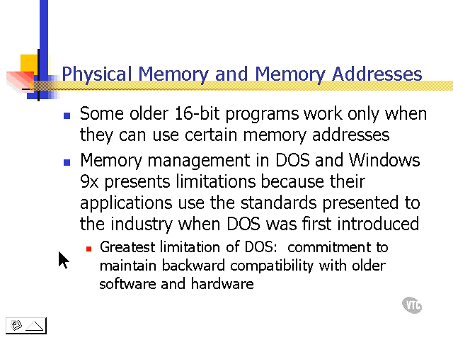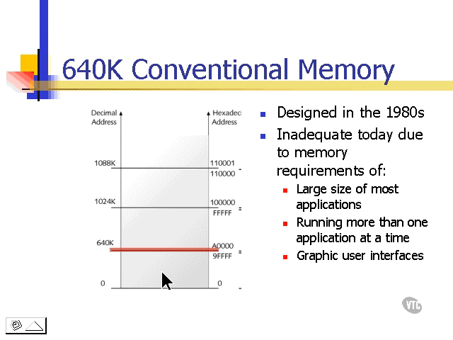Let's review the memory map. The first 640K of memory is called conventional memory. This was designed in the 1980s, but it's totally inadequate today due to the fact that most applications are very large, that we're running more than one application at a time, and that we're using a graphical user interface which takes up memory itself.